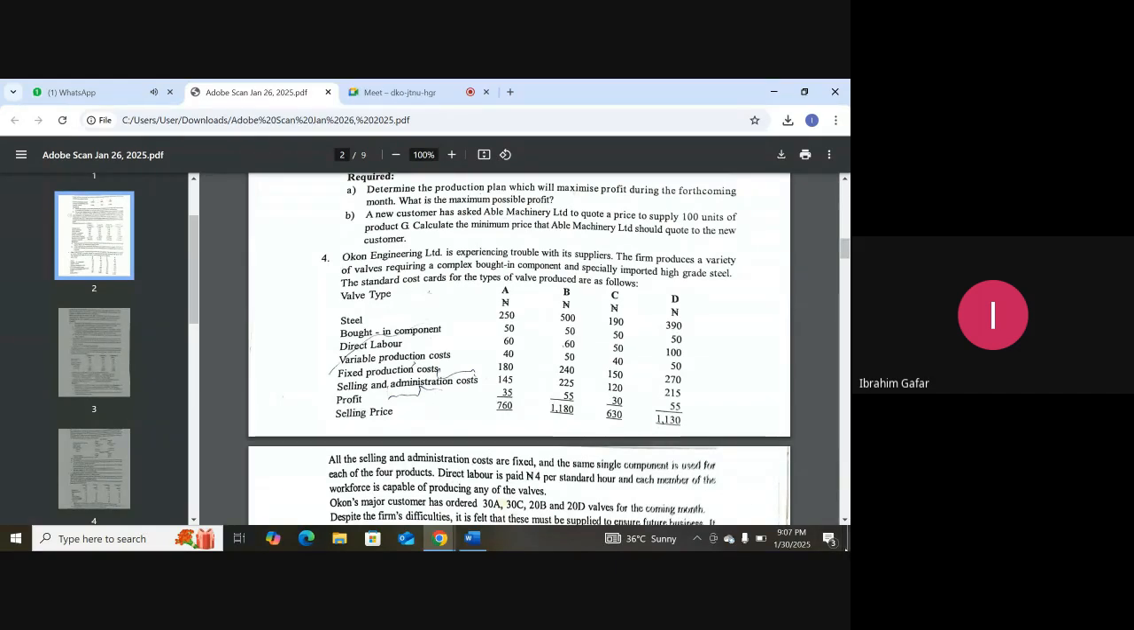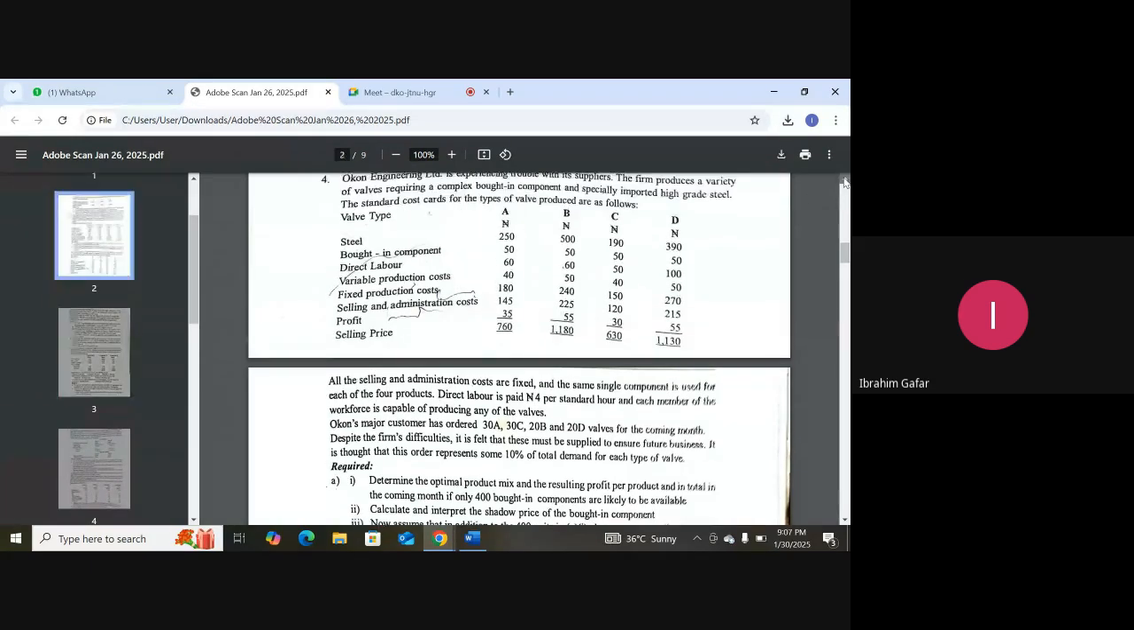If you read this question very well, we discover that it is the component that serves as our limiting factor. Because if you read it from here, they said all the selling and administration costs are fees, fine. And the same single component is used for each of the 4 products. Direct labor is paid 4 naira per standard hour, and each member of the workforce is capable of producing any of the valves.